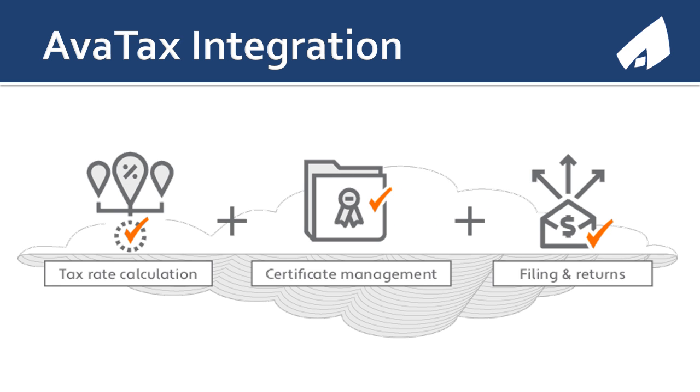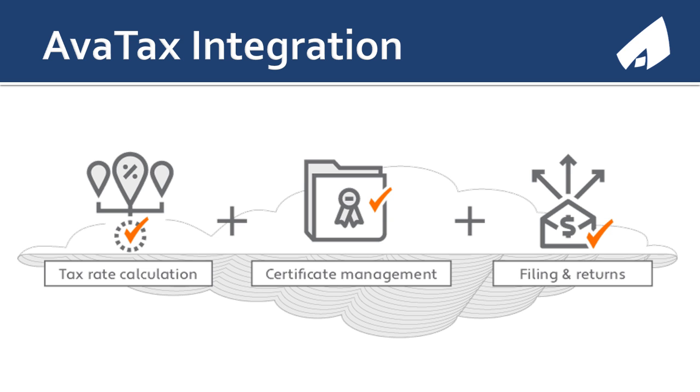The AvaTax integration in ACCTivate does three key things. We're mostly concerned with sales tax rate calculation. So no matter where you ship the product to, where you ship it from, the sales tax rates are going to be automatically calculated for you. So you don't have to figure out whether it's 8% or 7%. The system will do it for you all automatically with no lookups.